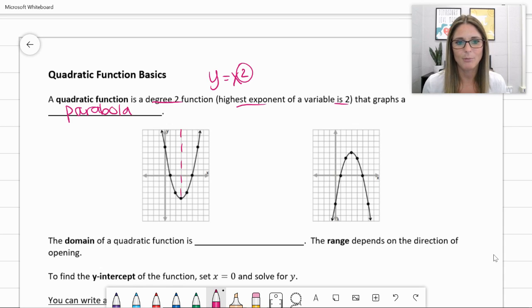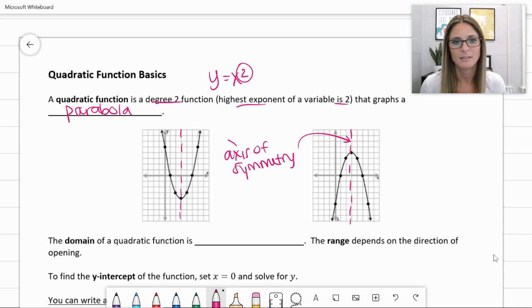First, let's label the axis of symmetry. The axis of symmetry is an invisible line right through the center of our parabolas, showing the symmetry. Cuts it right down the middle.